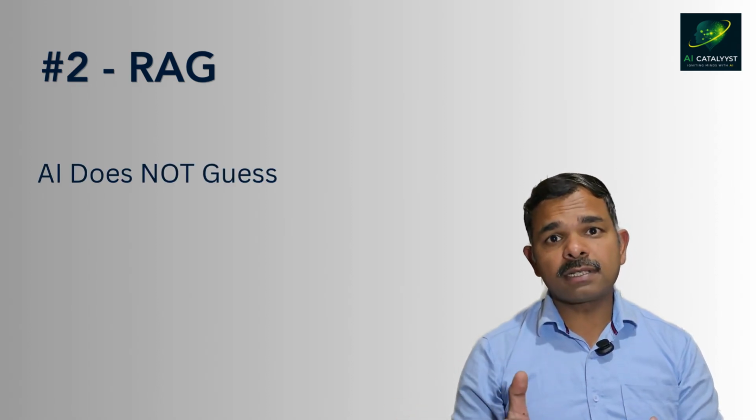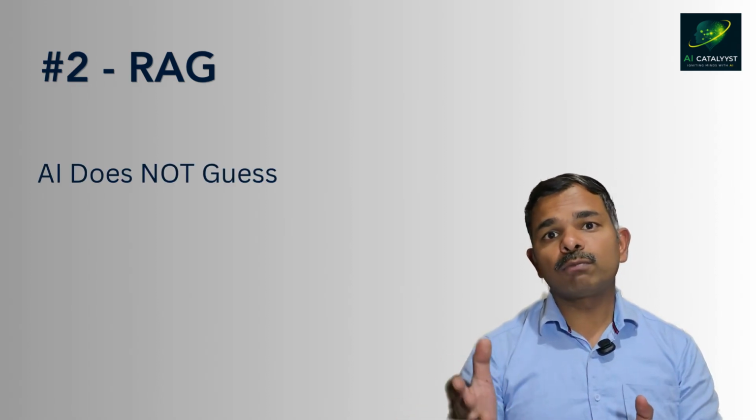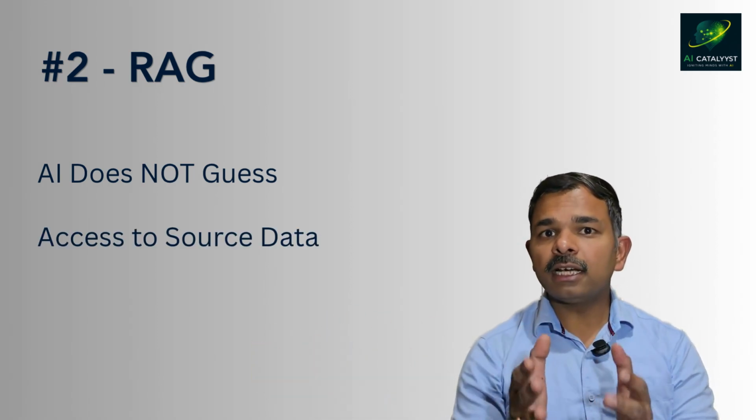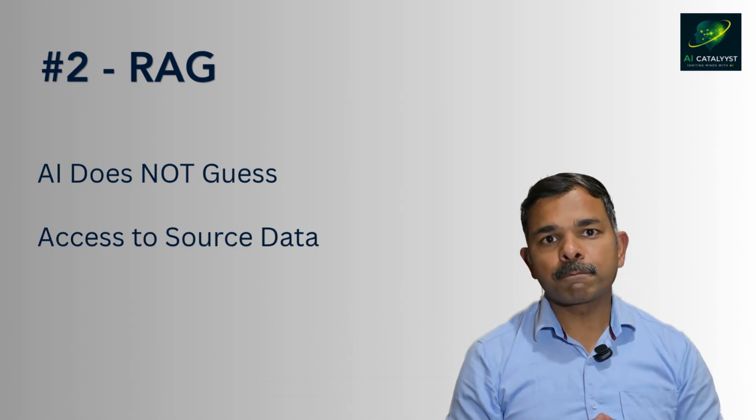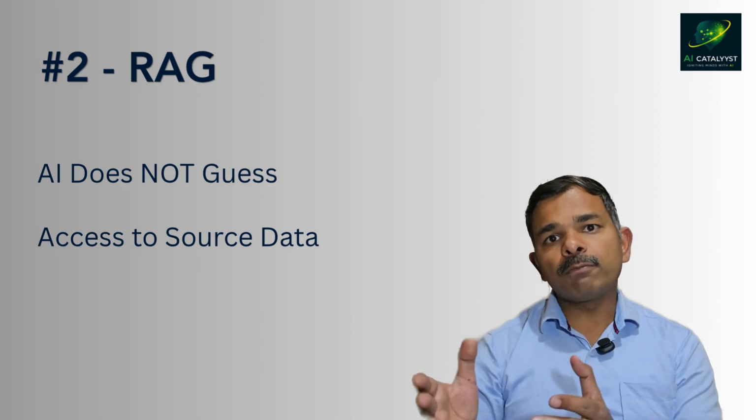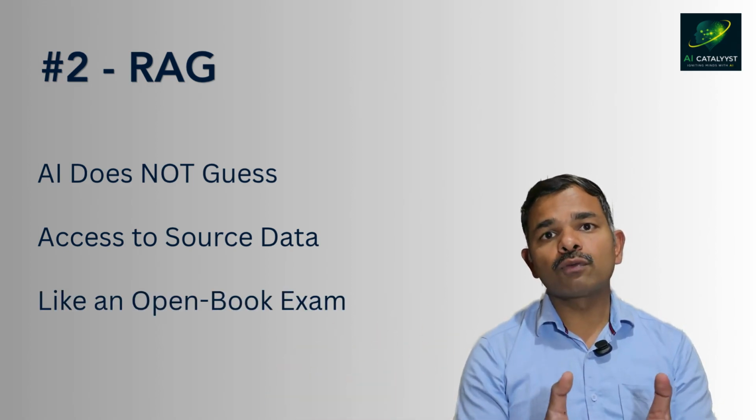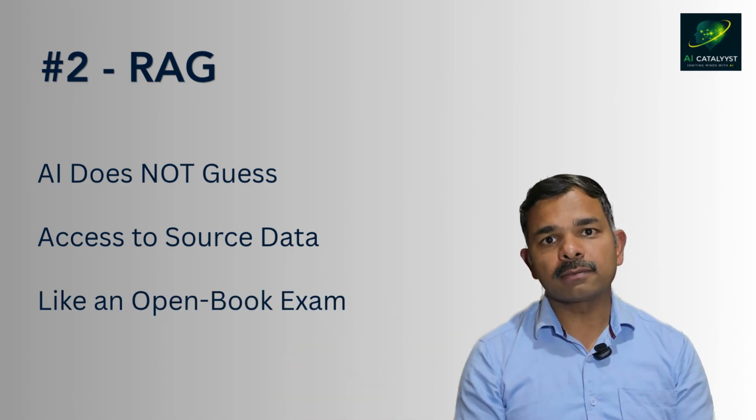Second is RAG, Retrieval Augmented Generation. With this architecture, AI does not guess, but it first verifies the data from the provided source and only then responds to your query. It is exactly like an open book exam where you have the source of truth available to verify.